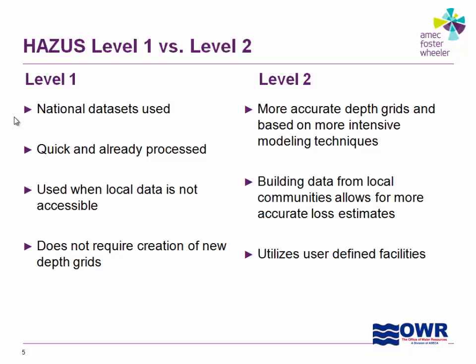Level 2 is going to be more accurate depth grids. We're getting local LiDAR from the communities and watershed, and the modeling is done with more intensive techniques. Building local data gives us more accurate numbers, which gives, of course, more accurate information for you guys to work with in case of disaster. And utilizing the user-defined facilities helps get realistic, real-life values.